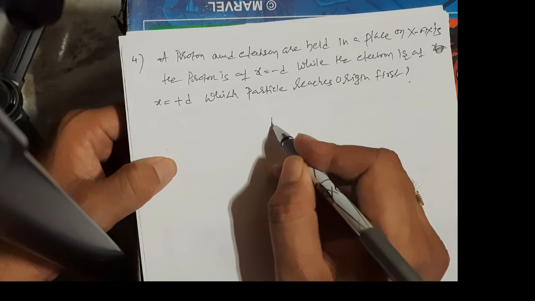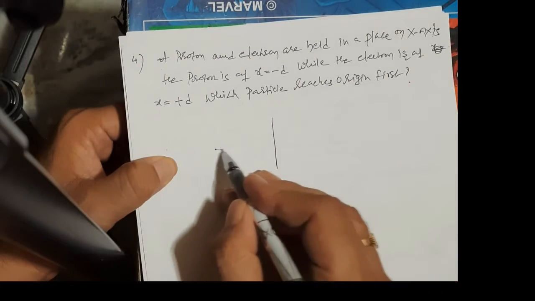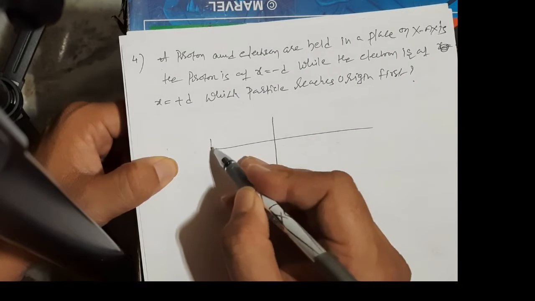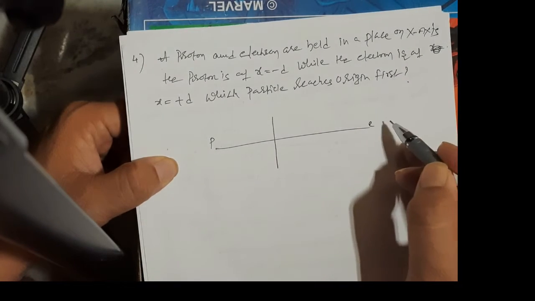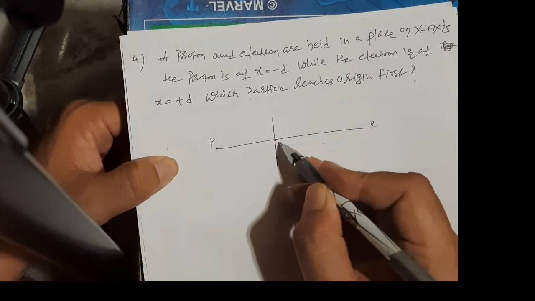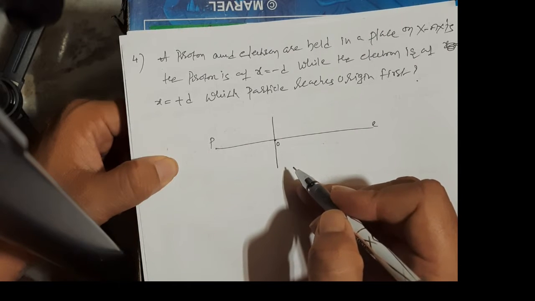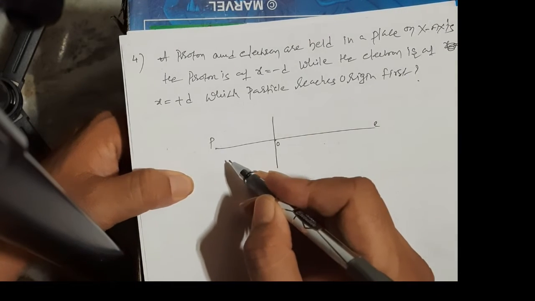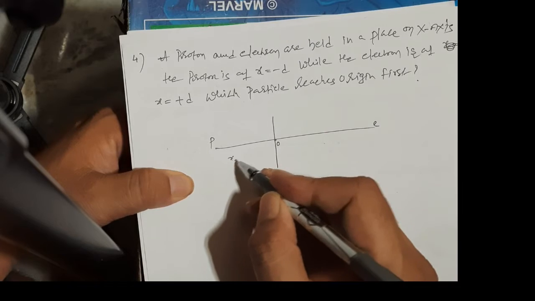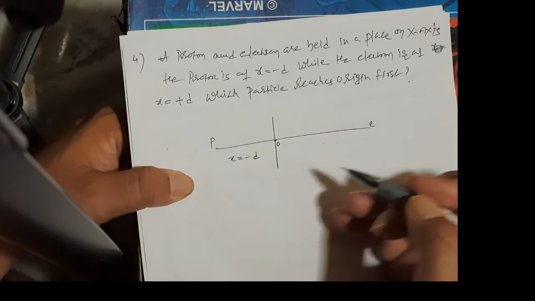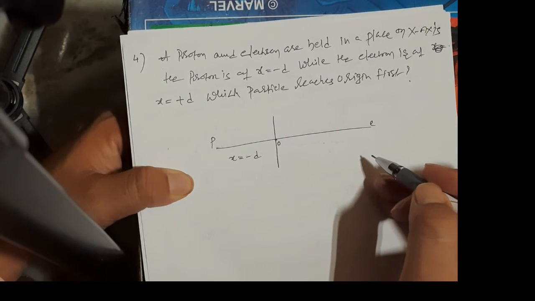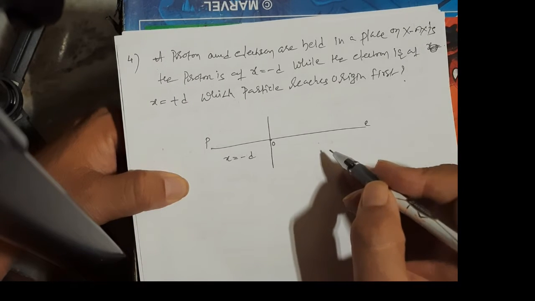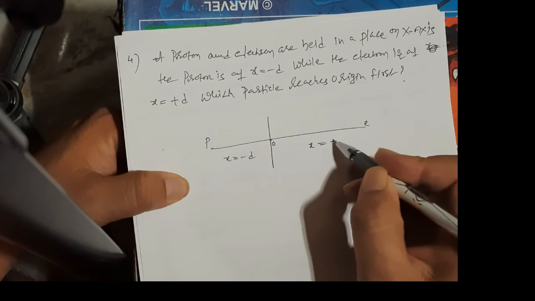So here, this is the proton and this is the electron. Where is the proton located? The proton is located at x equal to minus d. Where is the electron located? The electron is located at x equal to plus d.